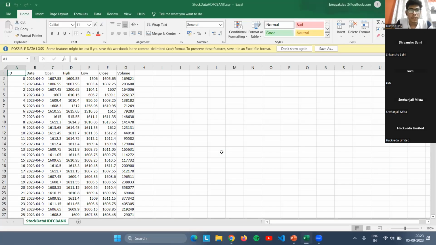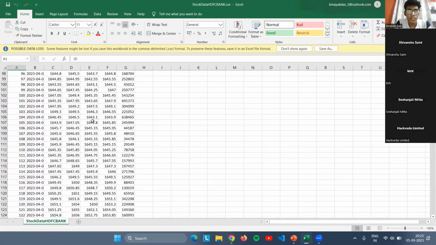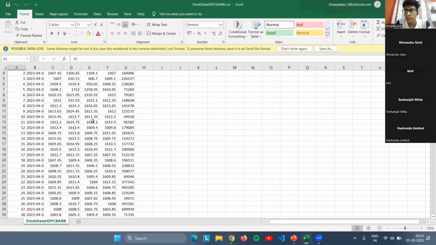So this is the HDFC CSV file which was provided by the Hackweather itself. On the column section, we have ID of the stocks, then we have date, then the open data of the stocks, high data, low data, close, and volume. There are about 1,000 plus data stored in this CSV file. So we will be importing this CSV file into the Adalo website. So let's check out the web page.